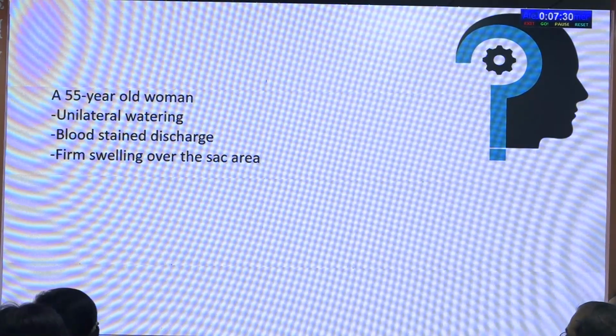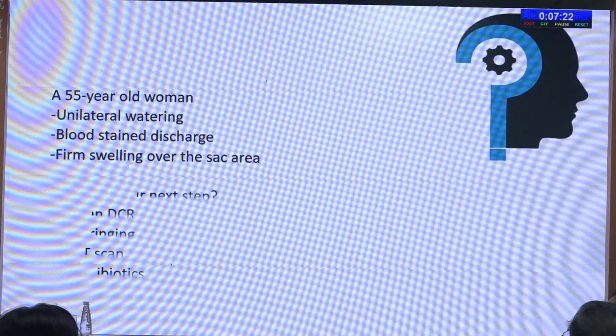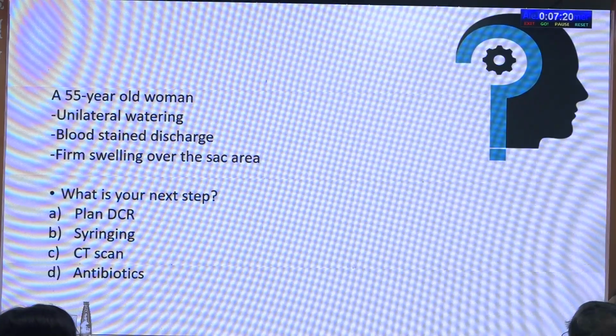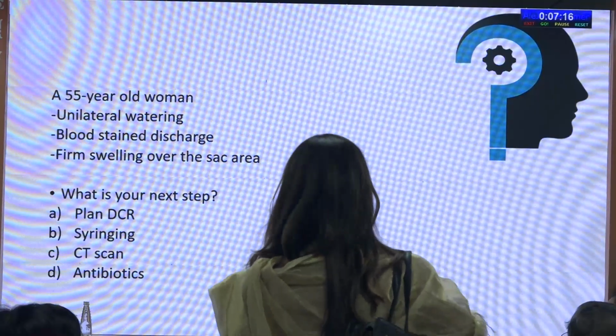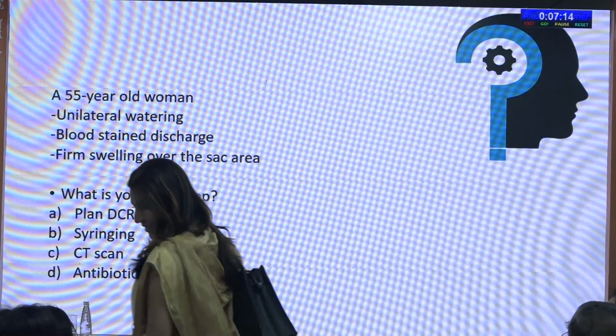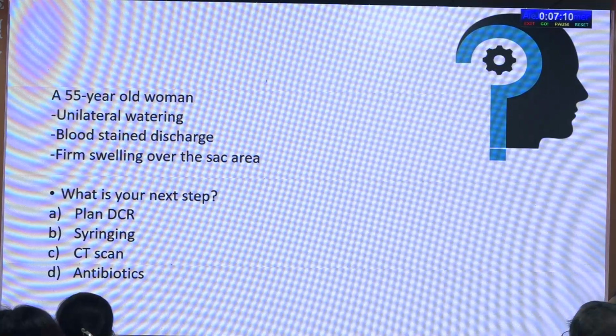So let's discuss another clinical scenario. Here is a 55-year-old woman with a history of unilateral watering, blood-stained discharge and firm swelling over the sac area. What is your next step? In this case, blood-stained discharge is an important red flag sign which should never be ignored. We have to rule out a lacrimal sac tumor, and for that we have to do a CT PNS scan, which is an important imaging modality.